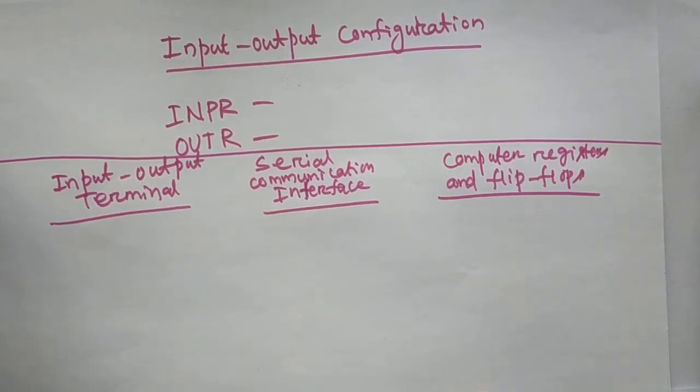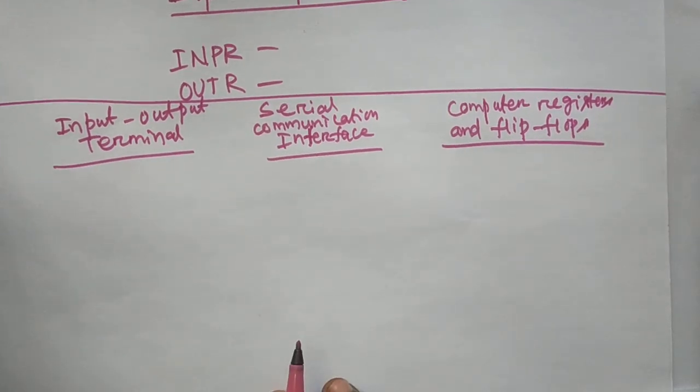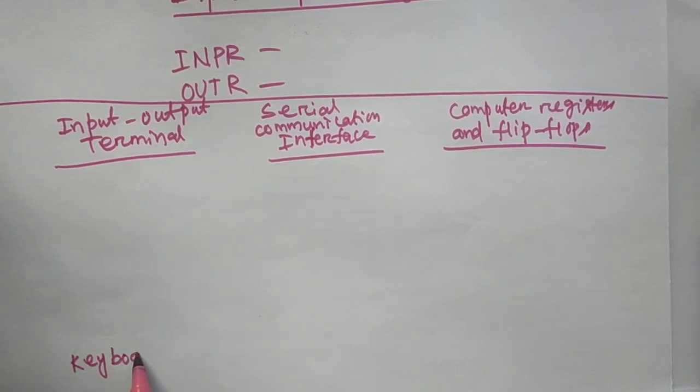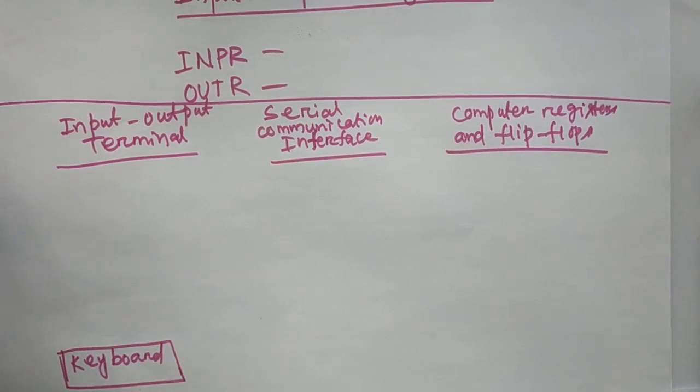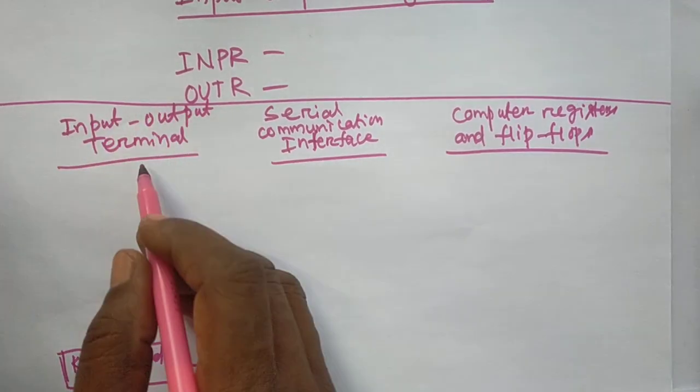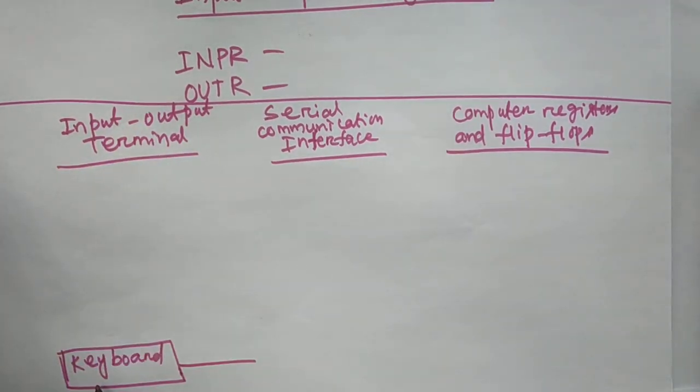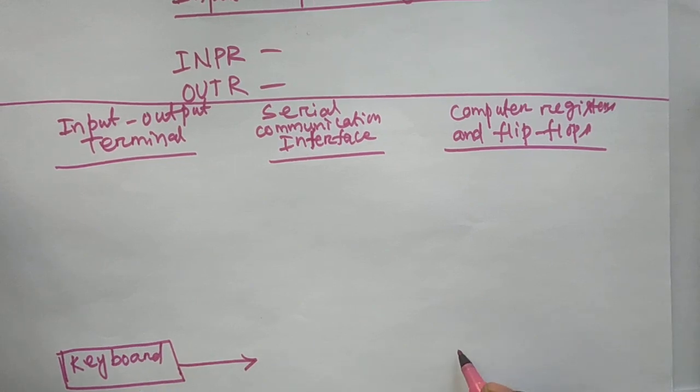Very simple way. Whenever we give some data or instruction to the computer system, definitely we go through the keyboard. Now we start with the keyboard as an input terminal. You see how it creates an input output configuration. First, the keyboard. This input terminal is a keyboard. Then it transfers the data to the input register. Here is the input register.